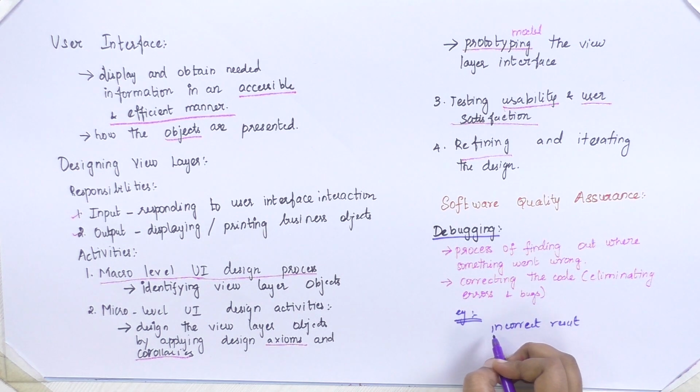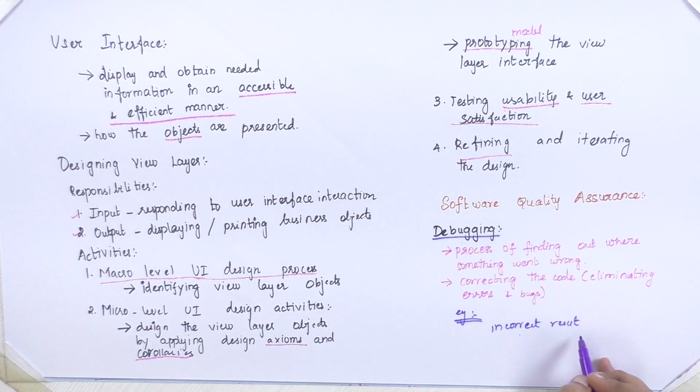For example, if an incorrect result is produced at the end of some computation, you can find the error. We may sometimes forget to assign values to a variable, and that may lead to incorrect results. By finding the place of the error, you can correct it.